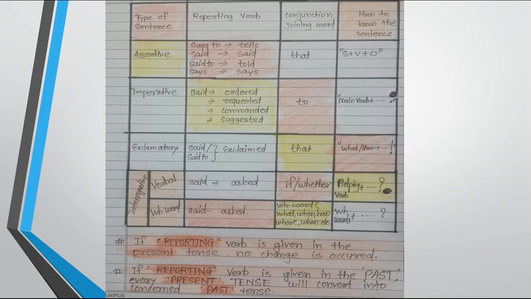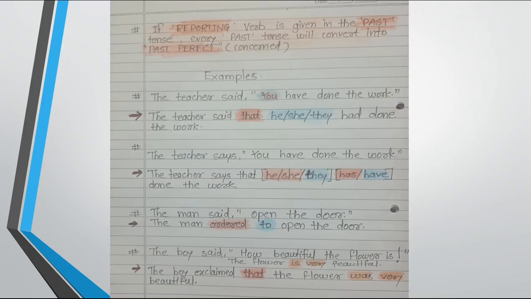For joining two sentences, to is used, and said will convert into ordered, requested, commanded, or suggested. Means here, according to the sense of the reported sentence, we can use any verb. So here, let us take open the door. It is a kind of order. The man said will convert into ordered.